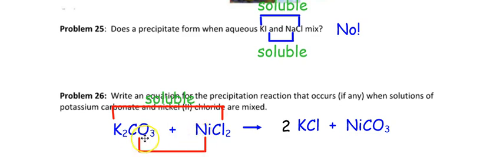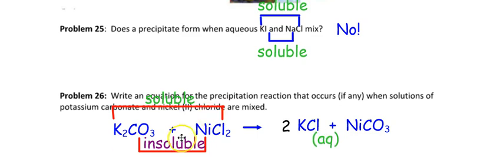Well, what about nickel and carbonate? What does it say about nickel and carbonate? It says for carbonate, only when they're paired with lithium, sodium, potassium, or ammonium are the resulting compounds soluble. Well, what does that mean if it's nickel? It is insoluble. So what does it mean to be soluble? It dissolves. So that means it's aqueous. So you put the little AQ down there.